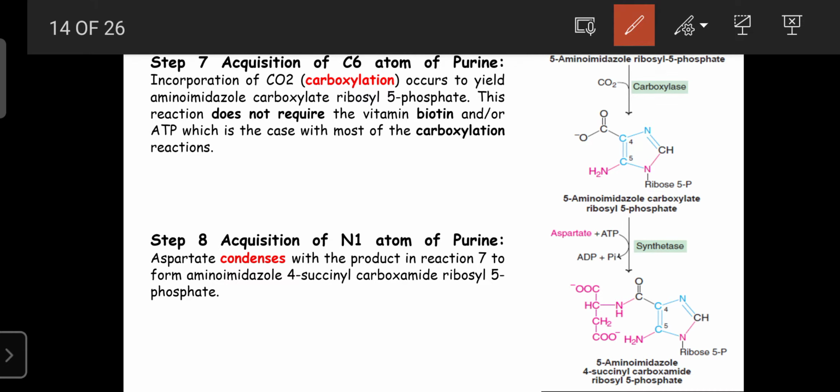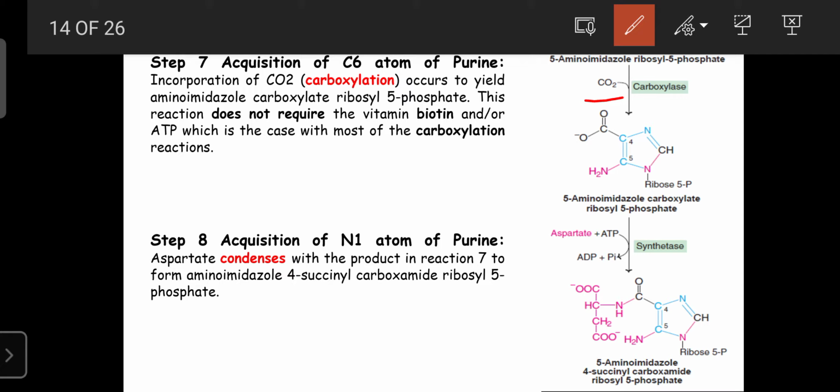Next is step 7, known as the acquisition of carbon atom 6 of purine. In this step, a carbon atom is further added at the sixth position. It is also known as the carboxylation reaction. It is only one step in the biochemical reaction where a carbon atom is added, but no ATP is required. Here the carbon donor is carbon dioxide.